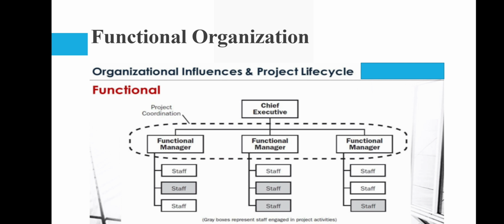This is the chart which you can see, organization influences in project life cycle. Functional organization, there is the CEO or chief executive. If you look into the project coordination, it is between functional managers. The staff is not involved in this coordination. The staff is just reporting to their functional managers, and the functional managers are communicating with each other, and as a result they are reporting to the CEO or chief executive officer.